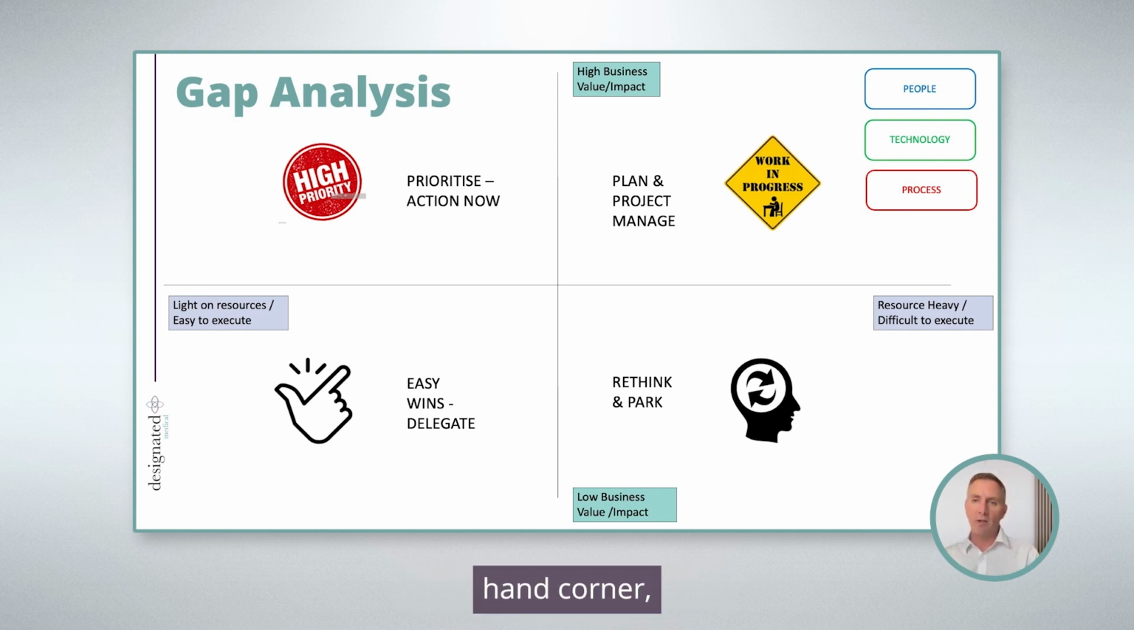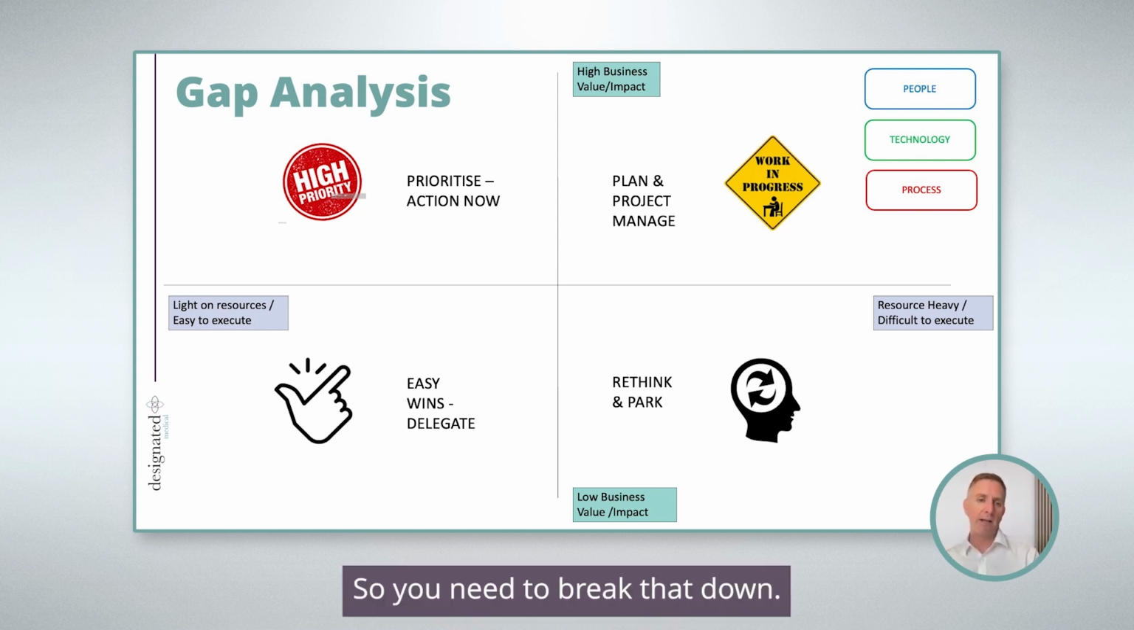In the top right-hand corner, you've got your work in progress. These can deliver high business value and impact, but they may be relatively difficult to execute and quite resource heavy. It may take 12 months to deliver this work. It may be a new clinic that you're looking to launch or a new set of services, but it may be expensive. So you need to plan and project manage this, break that work down into smaller chunks with a team, and then delegate that. It's quite a lot of heavy lifting, so you need to break that down.